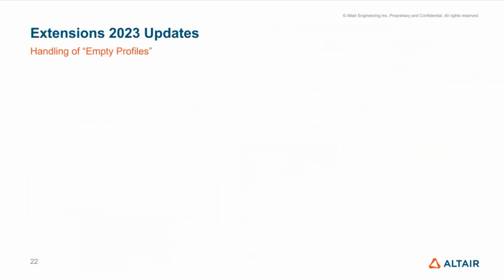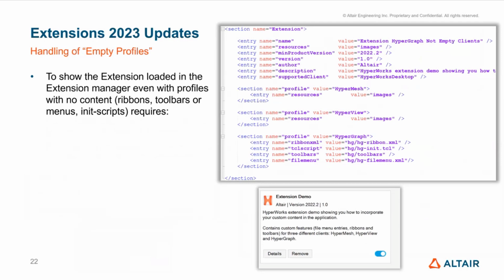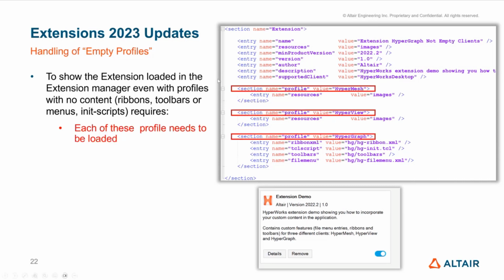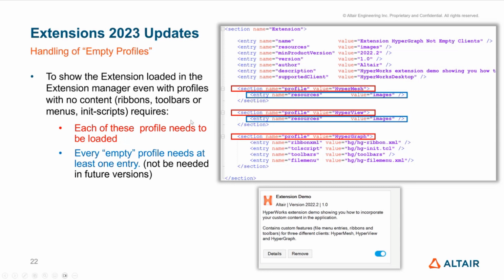Let's go to the handling of the empty profiles. If you want to show the extension loaded in the extension manager, you have to add the profile in the core extension XML file, even if you have no content, I mean ribbons, toolbars, menus, init scripts, etc. Each of these profiles needs a profile section in the core XML file. For now, every empty profile needs to have at least one entry.